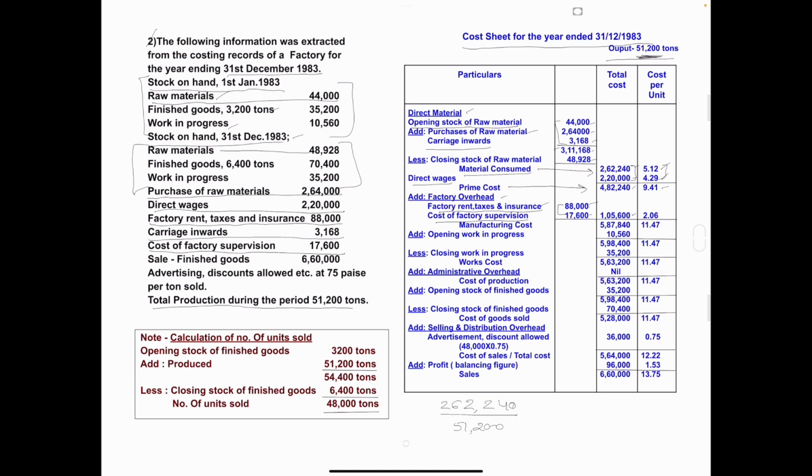Means the total factory overhead amount is 1,05,600. For per unit, what do we have to do? 1,05,600 divided by 51,200 and the amount is 2.06.